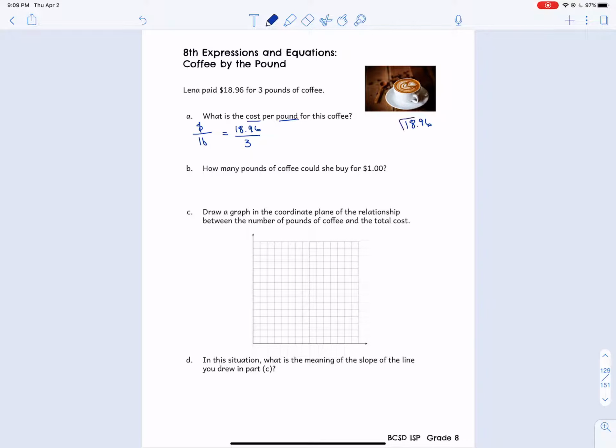$18.96 divided by 3. So 3 goes into 18. 6, bring your decimal up. 0, bring down the 9. That's 3. That's 9. 0, bring down the 6. So that's 2. So this would be $6.32 per pound.